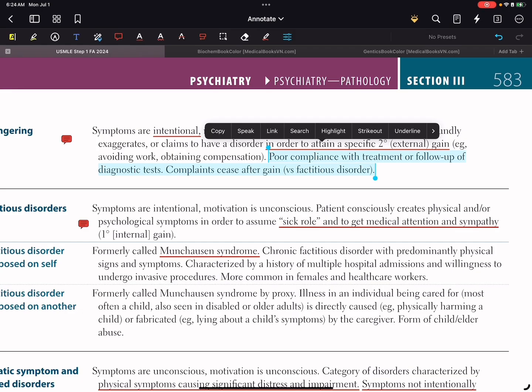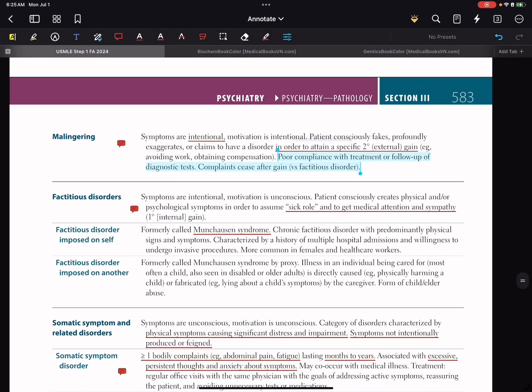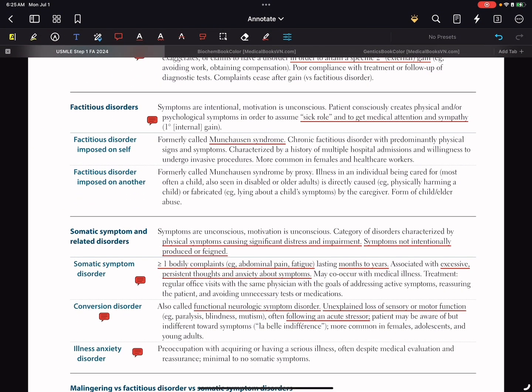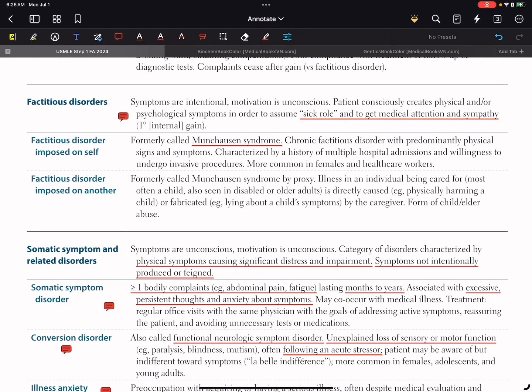So they'll present you with a patient complaining of abdominal pain or something, but he would refuse to do any invasive procedures, even though everything is normal. He would usually ask, can I get a paper so that I give it to work to get a day off or something. Factitious disorder: symptoms are intentional, motivation is unconscious. So this is the motivation, unconscious.